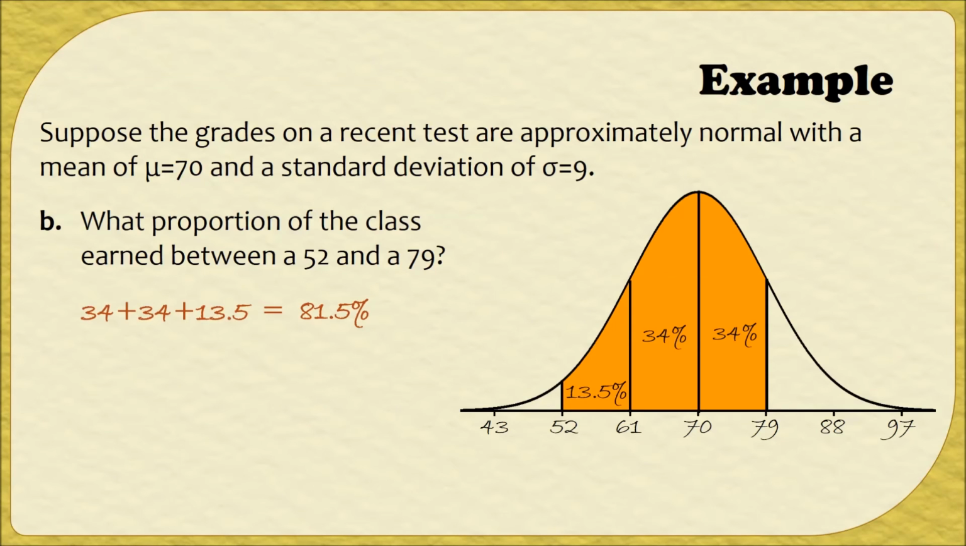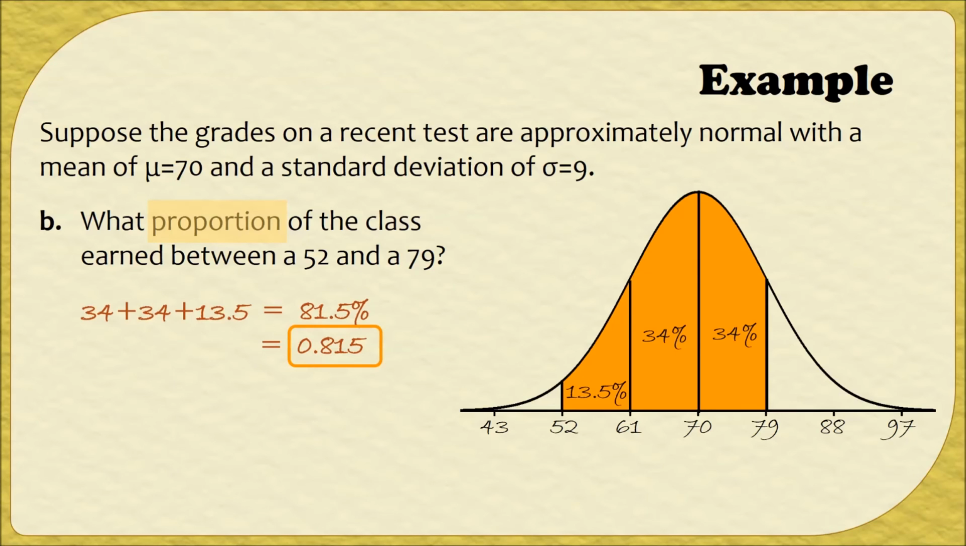Now, in this case, we weren't asked for a percent of the class, we were asked specifically what proportion of the class. When proportion is asked, that means that we are looking for a decimal answer, not a percent answer. So we have to change that 81.5% into a decimal. You can do this either by dividing by 100 or moving the decimal point to the left 2 spaces. But either way, you'll end up with 0.815. So the proportion of the class that earned between a 52 and a 79 is 0.815.